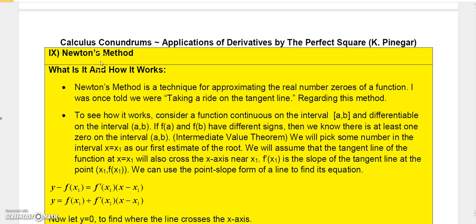I'm going to talk about Newton's method here. Newton's method is a technique for approximating the real zeros of a function. You can call this taking a ride on the tangent line.